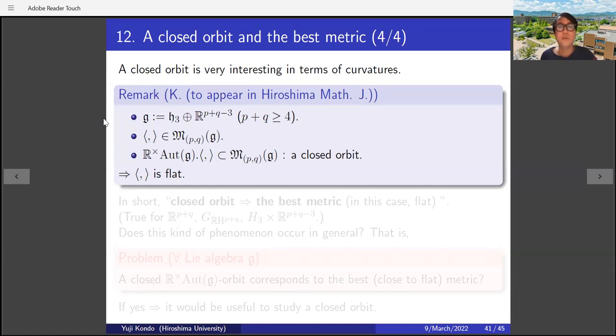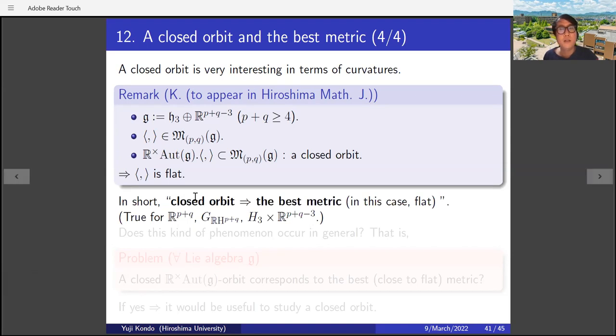In terms of curvature properties, a closed orbit is very interesting. For the cases of this Lie algebra, we fix an inner product and assume that this orbit is a closed orbit. Then this inner product is a flat inner product. This remark means that, in short, a closed orbit is the best metric. In this case, the best metric is the flat metric. And not only in the cases of this Lie algebra, this remark is true for these two Lie groups.